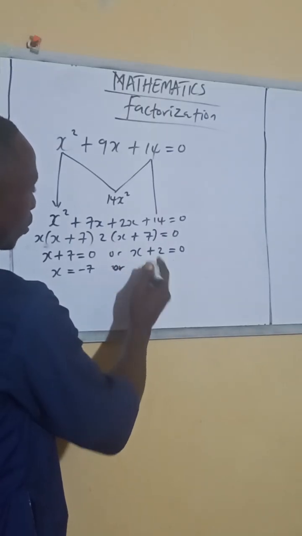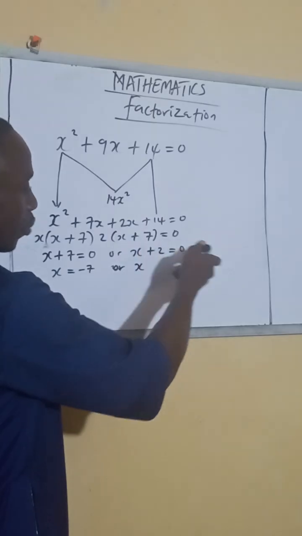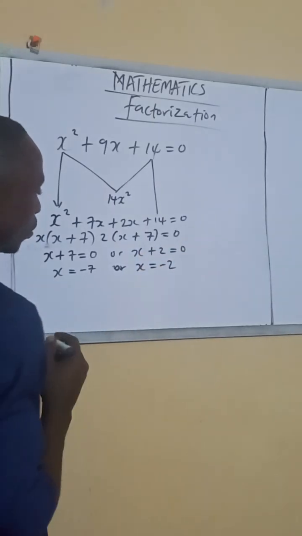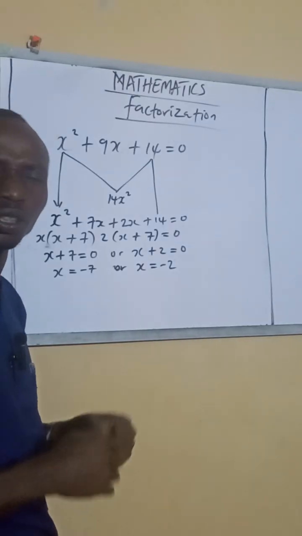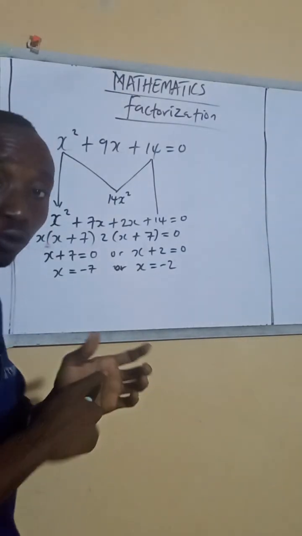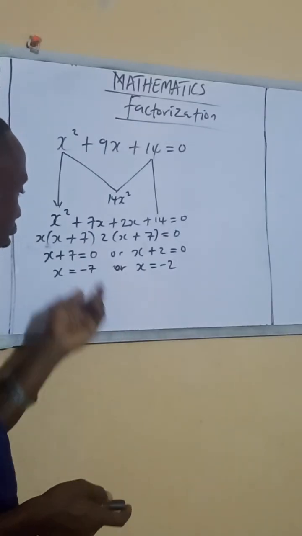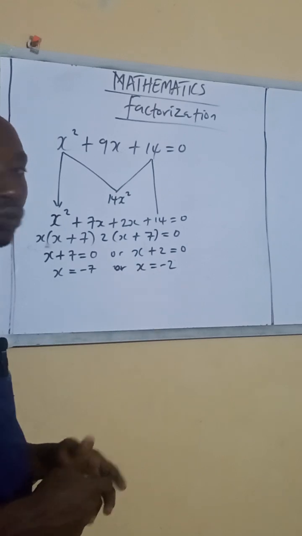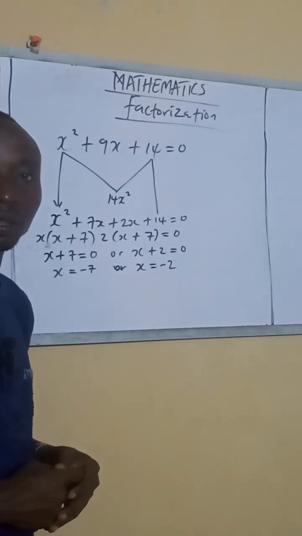Or this one, the 2 crosses over the equal to sign, it becomes equal to what? Minus 2. Like this. It is not hard, just follow the thing stage by stage, step by step. The first answer is minus 7. The second answer is minus 2. Now the two answers are what we are talking about. It is not hard.